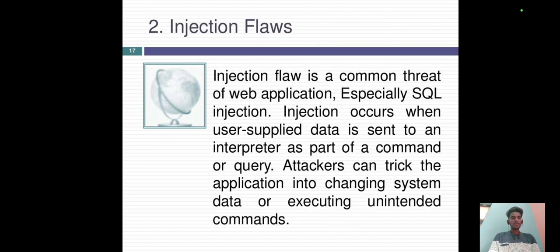Injection flaws. Injection flaw is a common threat of web applications, especially SQL injection. Injection occurs when user-supplied data is sent to an interpreter as a part of a command or query. Attackers can trick the application into changing system data or executing unintended commands.